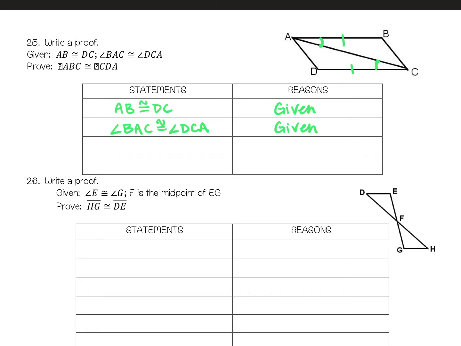So now I look at the triangles and decide where they touch. Well, they're touching here along the side AC. So that's the missing statement: AC is congruent to AC. That's the reflexive property.